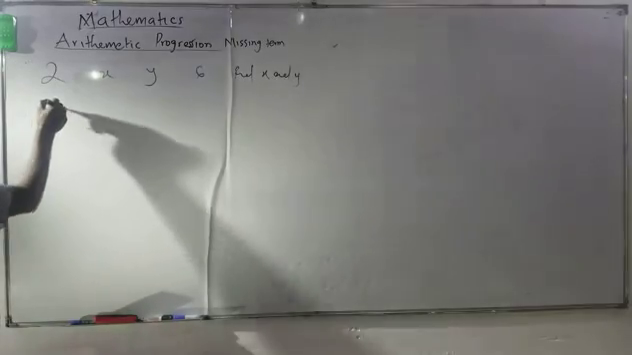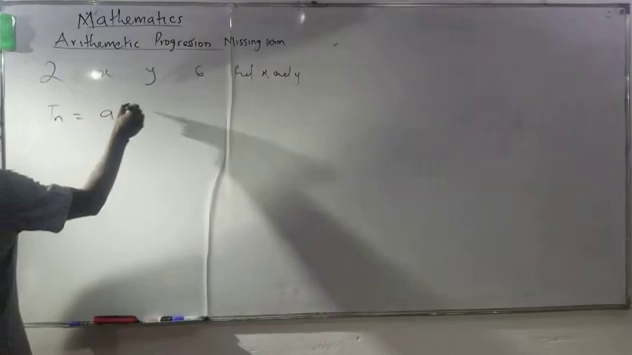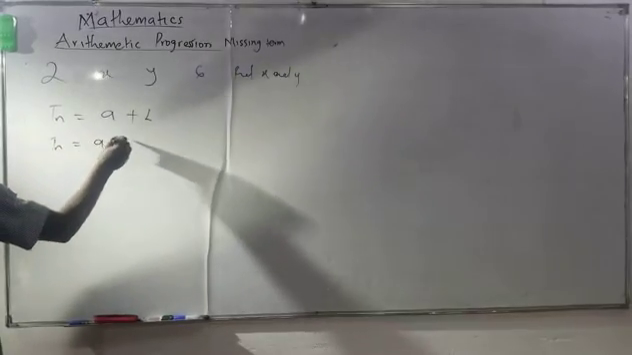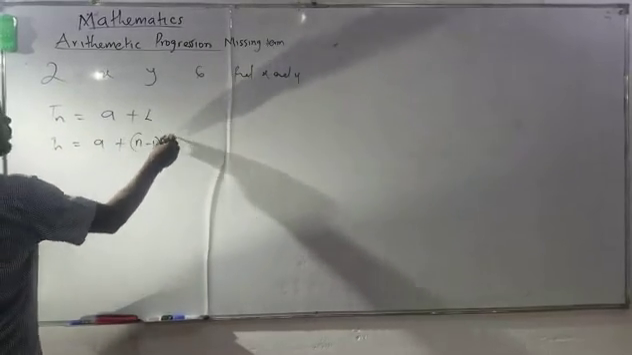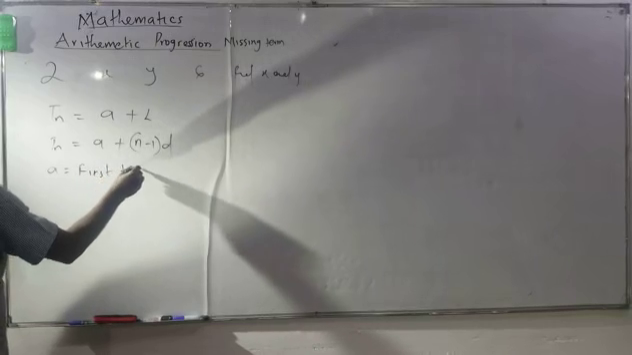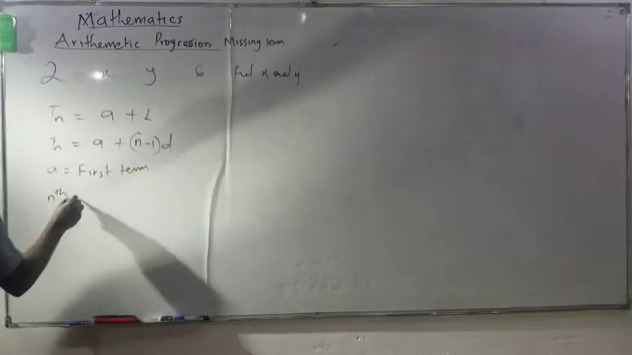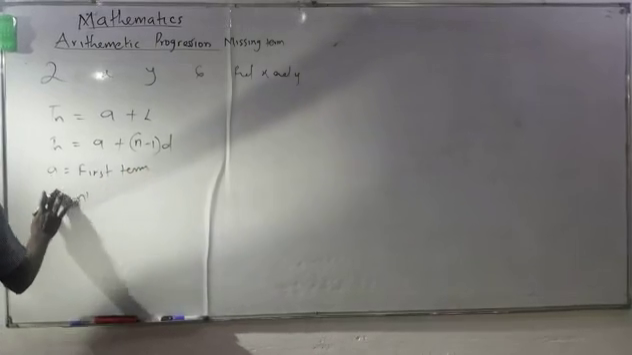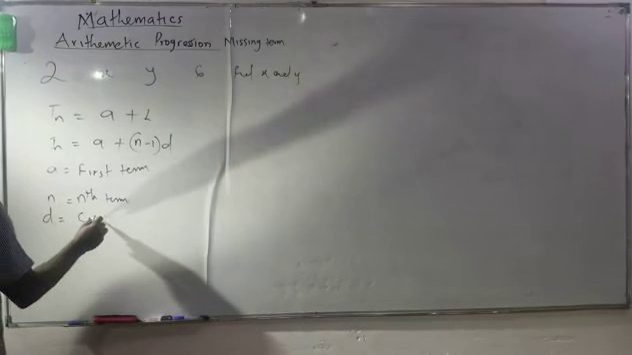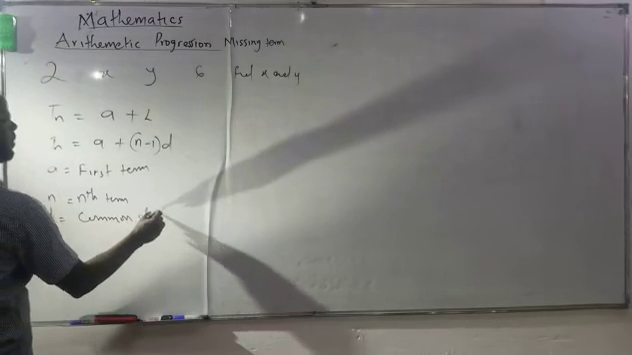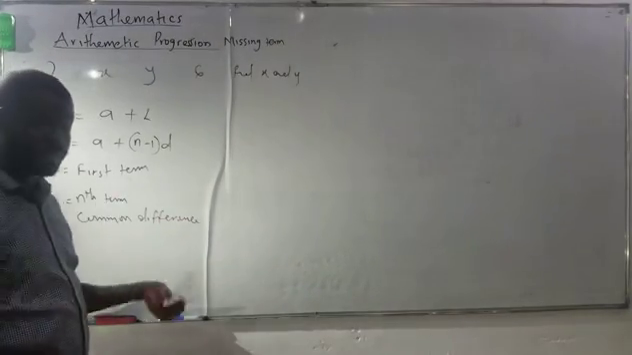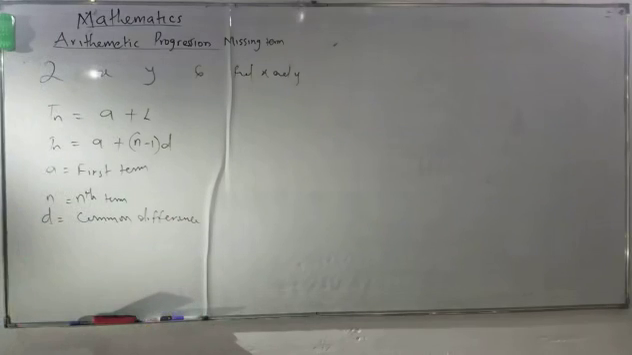Mind you, I've told you earlier that my T of n equals a plus (n minus 1)d, where a is my first term, n is my nth term, and d is the common difference. Please make sure you check the video before now for better understanding.